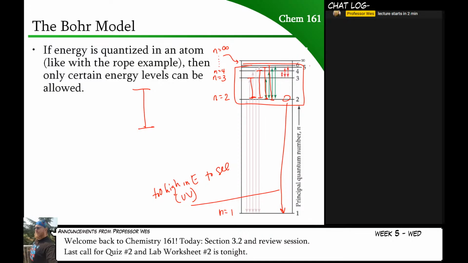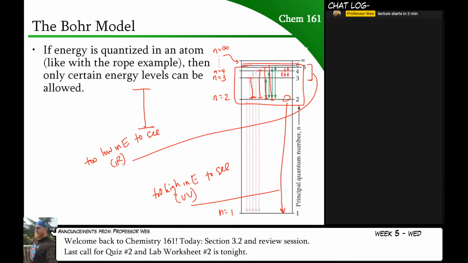Likewise, anything falling to 3, like this, is too low in energy to see, and it ends up being in the IR region. So there are lots and lots of transitions. It's just that almost all of them fall outside of the visible spectra. And since we can only see certain wavelengths of light, that means our eyes only detect certain energy transitions. If it's too high or too low, our eyes don't perceive it.